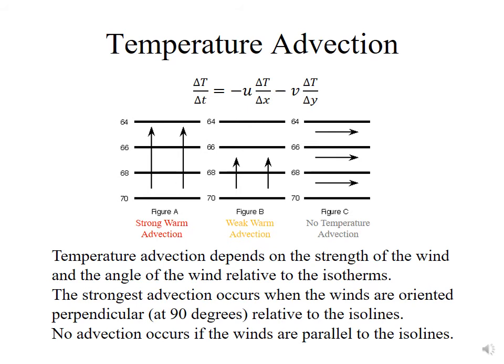In figure B, we have weaker winds that are still bringing warm air from the south to a given site, and that would be weak warm advection. And in figure C, the wind is blowing parallel to the isotherms, and so there is no temperature advection in this case. The strongest temperature advection occurs when the winds are oriented perpendicular to the isotherms, and no advection occurs if the winds are parallel to the isotherms.